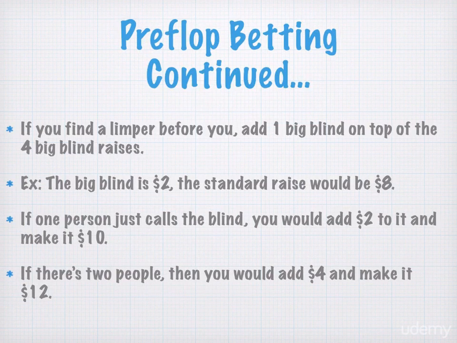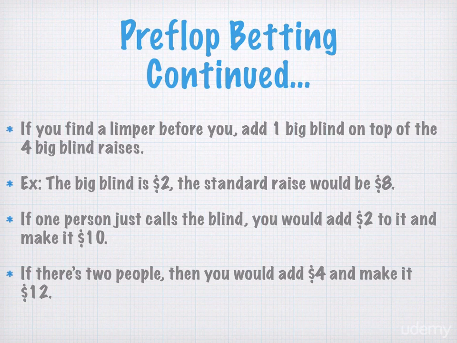Pre-flop betting continued. Now is when it gets a little bit more complex. So let's say you have a limper before you. Add one more big blind on top of the 4 big blind raise. So for example, the big blind is $2. The standard raise, as I mentioned to you guys, would be $8. However, because one person has called the blind before you, you're going to add $2 more to make it $10. Another example, if there's 2 people that end up calling before you, that's 2 plus 2, which is 4. So you're going to add 4 to the standard raise of 8, and you're going to make it a total of 12.